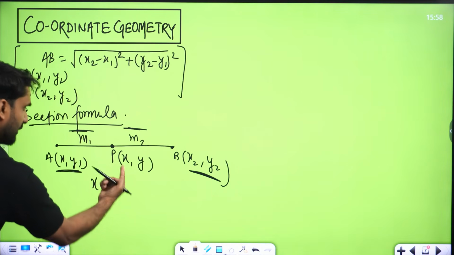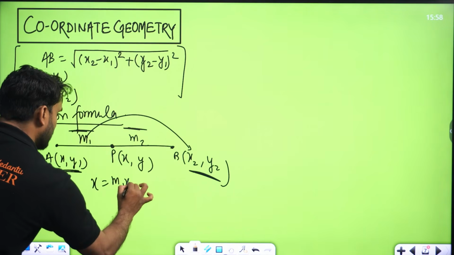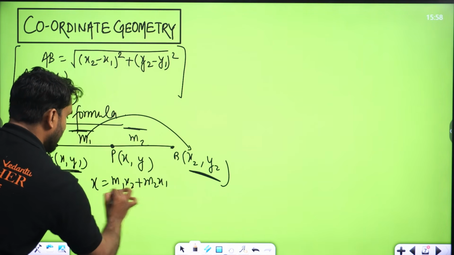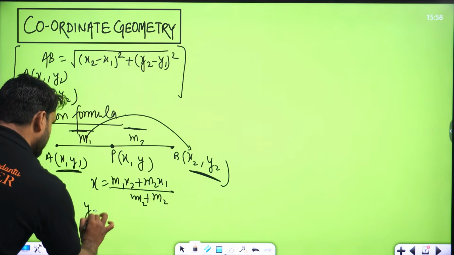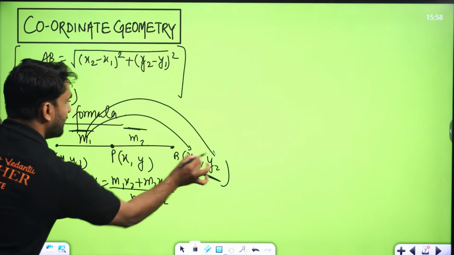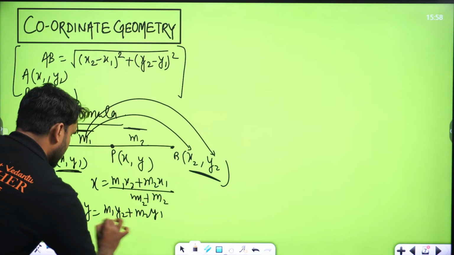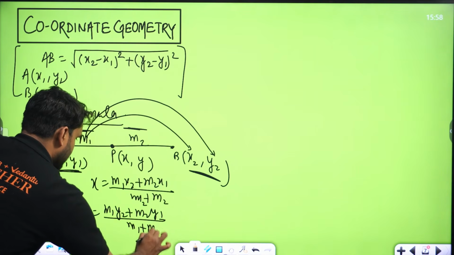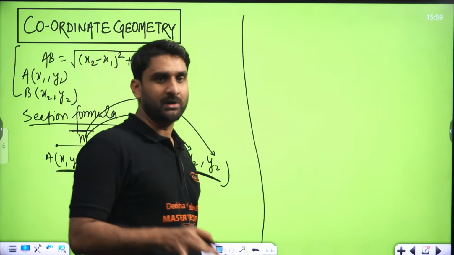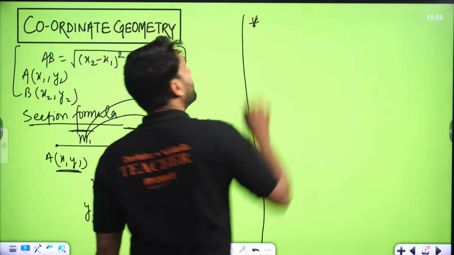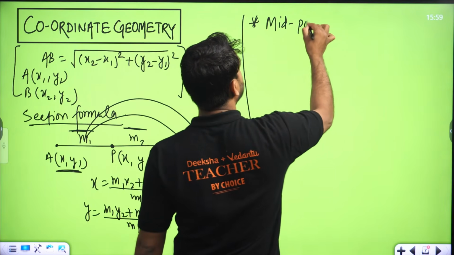So the coordinate X of P will be M1 x2 plus M2 x1 divided by M1 plus M2, right? Always take this value M1. And similarly for Y, M1 will be multiplied with y2, so M1 y2 plus M2 y1 divided by M1 plus M2. But let me tell you one very important thing, as per my experience, CBSE is regularly asking questions from the parallelogram concept. So basically in parallelogram, the midpoint formula works.